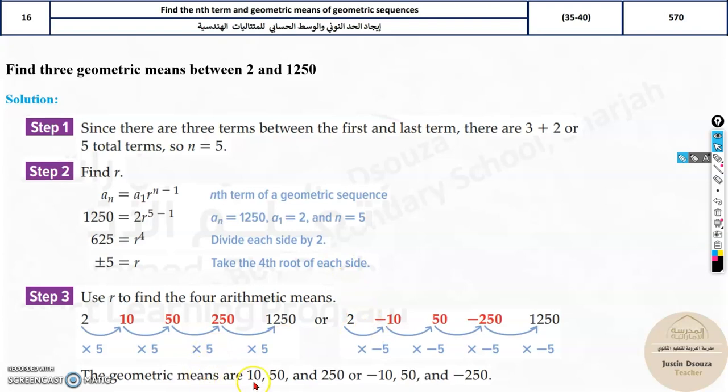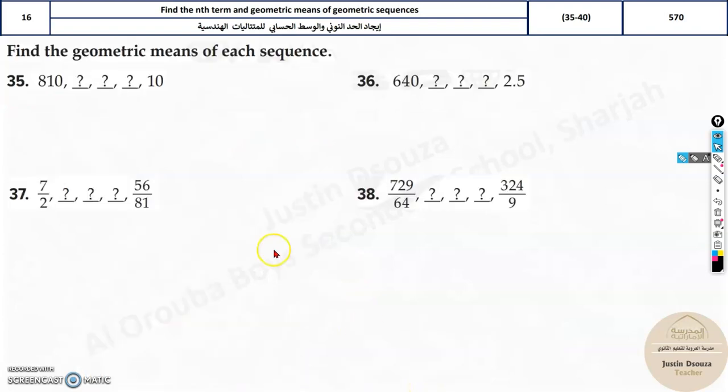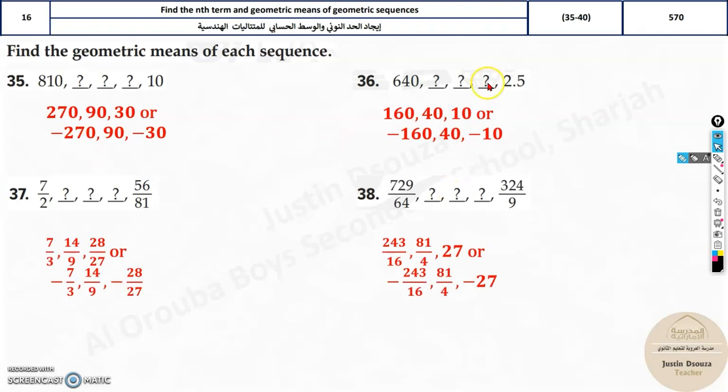Now, the geometric means are these. So you can try this by yourselves and then check for the answers. You can see there will be even power and you will get these answers. Why? Because there are 5 terms. n is 5 over here. The power will be n minus 1. The power will always be 4 when it is odd terms.